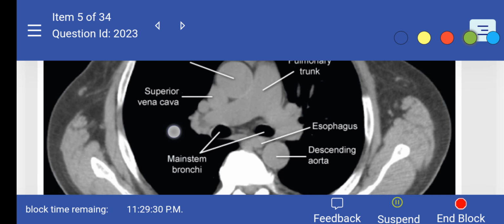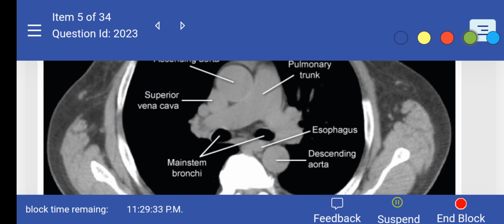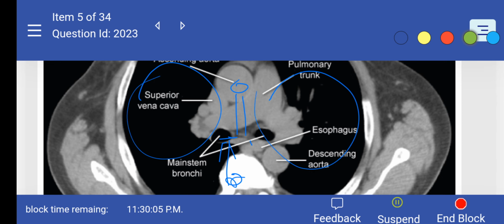Let me show this for you guys. If the patient is in the supine position, right, we are looking at that patient from the leg side of the patient, right? So let me draw this. If this is the patient, right, these are his legs, right? So we are looking at the patient from here, right? So over here, if you look at that, this region is the right side of the patient and this side is the left side of the patient, right?